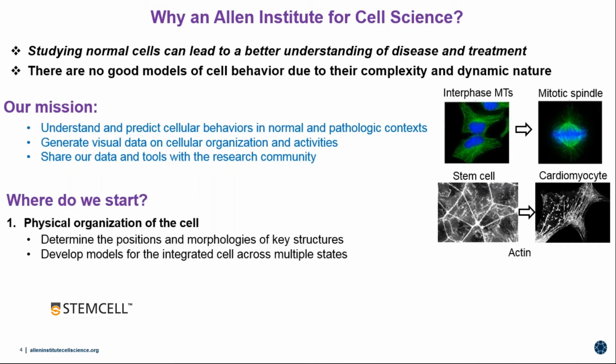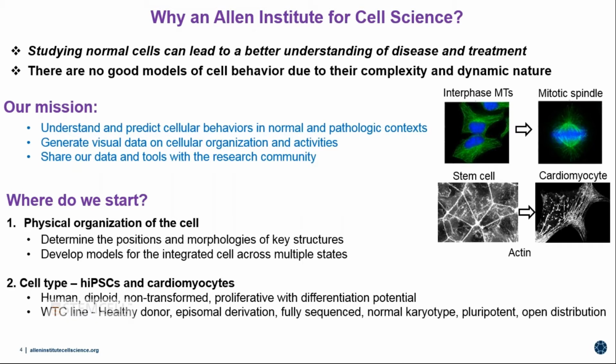So where do we start? This is a very big goal. We are first going to start by getting a better grasp of the physical organization of the cell. What I mean by that is: where are the major organelles of the cell, and how do they change in relationship to each other and as the cell changes? This includes, through live imaging, studying the position of the organelles as well as their morphologies. We then want to put all this information together and develop a model for the integrated cell, and study this as the stem cell goes from the undifferentiated state all the way to the differentiated state, as well as through mitosis and any other process that the cell does during its usual lifespan.